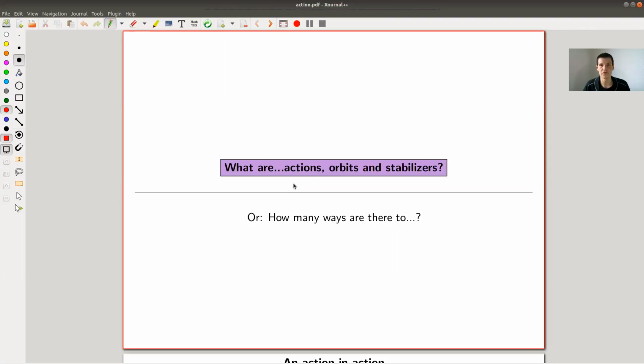Okay, welcome everyone to my continuation of what is algebra. Today I would like to tell you something about orbits, stabilizers, actions. So groups in the wild, basically.